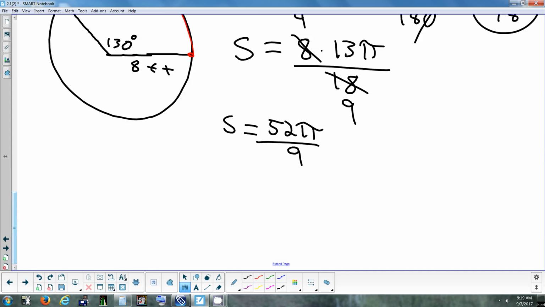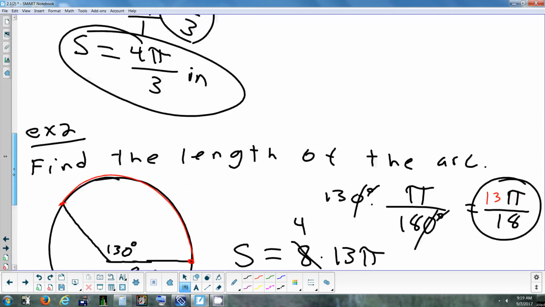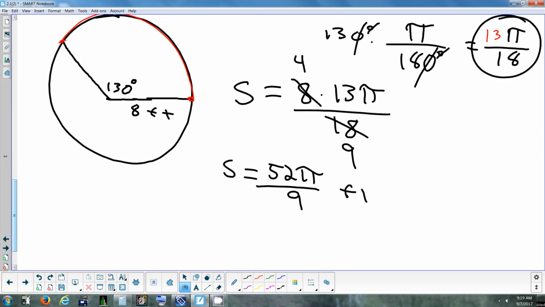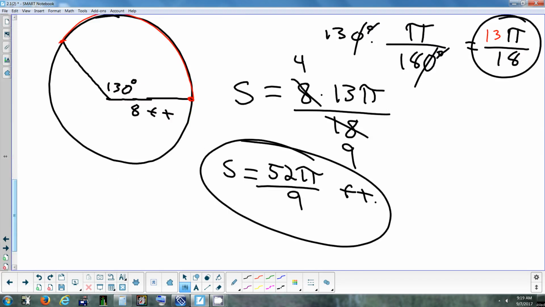Okay, now the last step is just to remember we just found S. S is arc length. So we found a length. What are my lengths in this problem? How are they measured? Feet. So we're going to put 52 pi over 9 feet. Any questions on that one? Okay, so that's finding arc length.